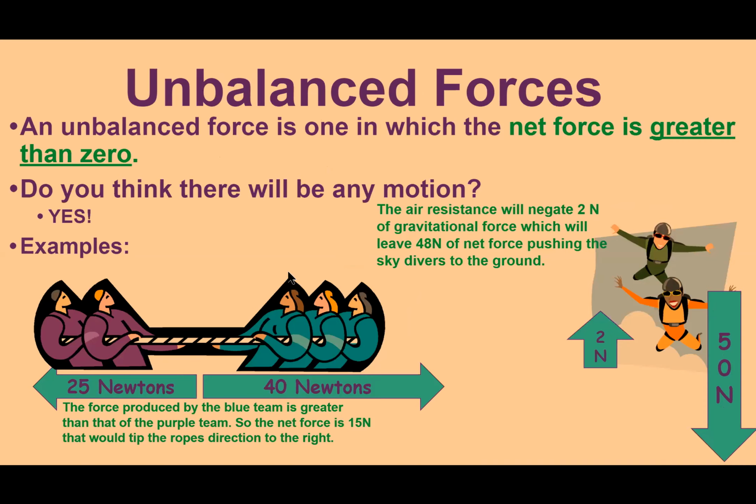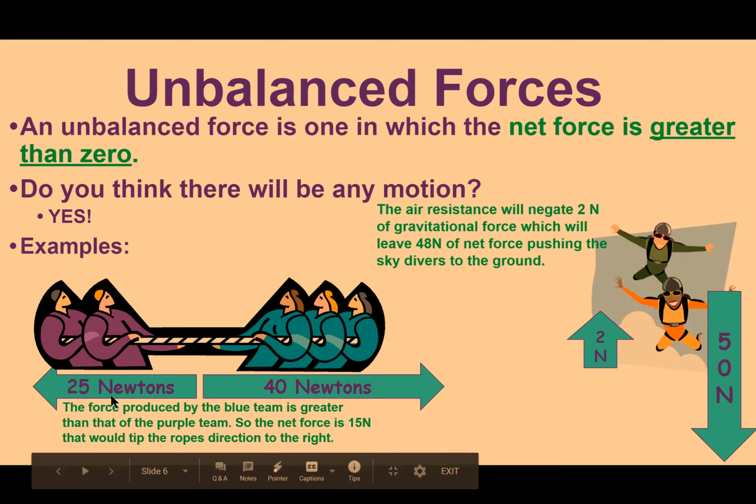So unbalanced forces. These are ones in which the net force is greater than 0. And all you got to do is look at the diagram. These are called free body diagrams. Here we have people, but we usually use circles, squares, and arrows. We'll ask you to identify those forces eventually. So, do you think there will be any motion in this diagram? These 2 are applying 25 newtons. These 3 are applying 40 newtons. So the arrow indicates the direction of the force.